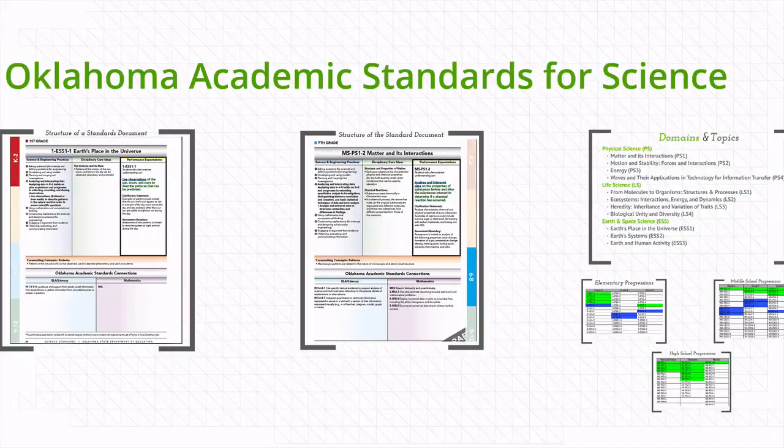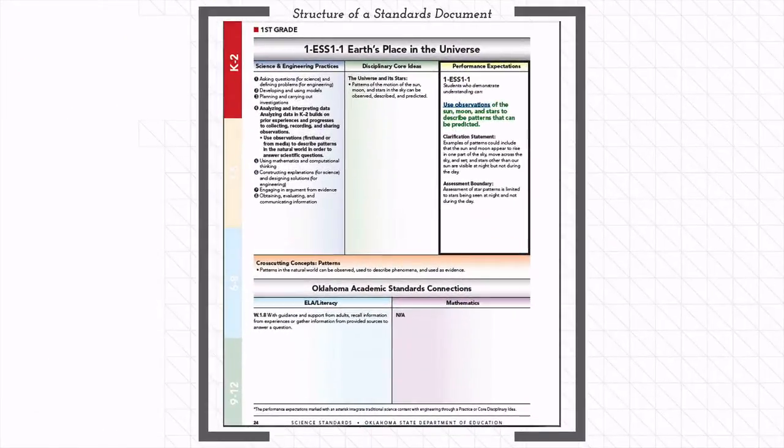This video is meant to provide an overview of the structure of the Oklahoma Academic Standards for Science. We'll take a look at a standards document page pulled from the Oklahoma Academic Standards for Science. Each standard has its own document page, so you will see, again, only one standard on each of the pages. The rest of the material provided on this page is intended for support for the educator around that standard.